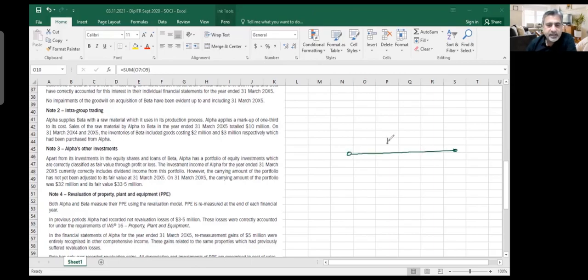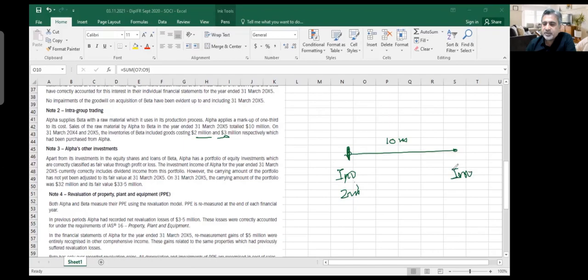That's good. So in this year, 10 million were sales. On 31st March 2004 and 2005, the inventories of Beta included goods costing 2 million and 3 million. So here there was an intragroup inventory from intragroup sale of 2 million. And again, there's an inventory here.